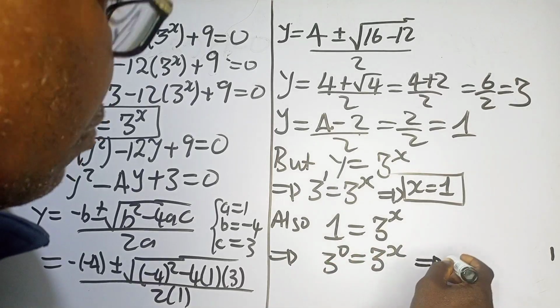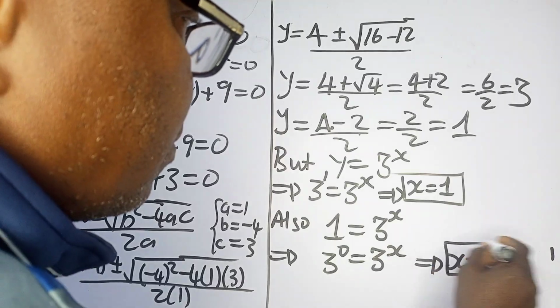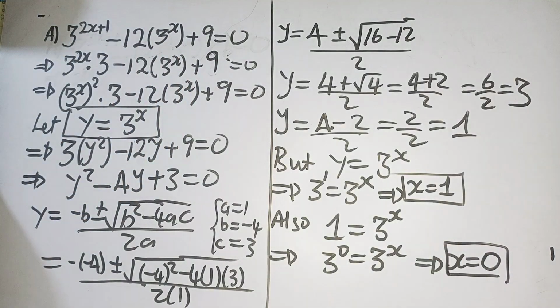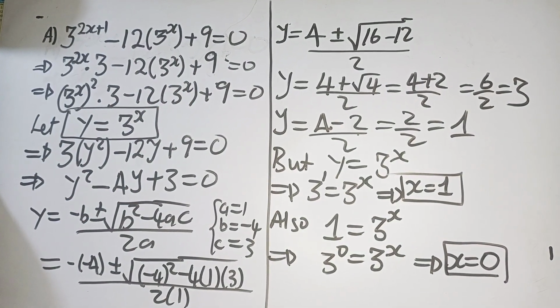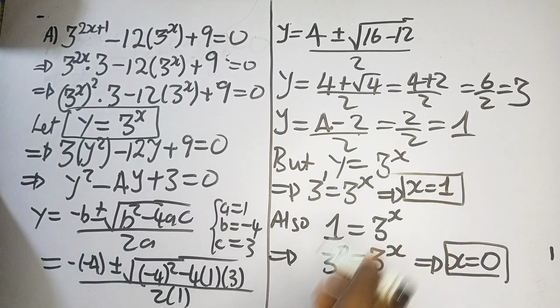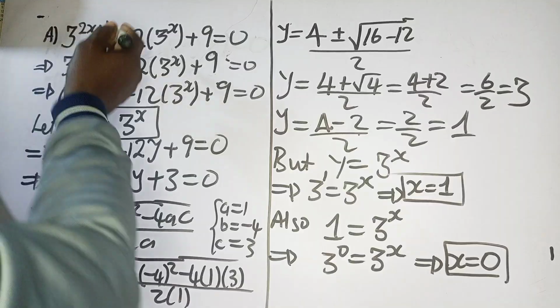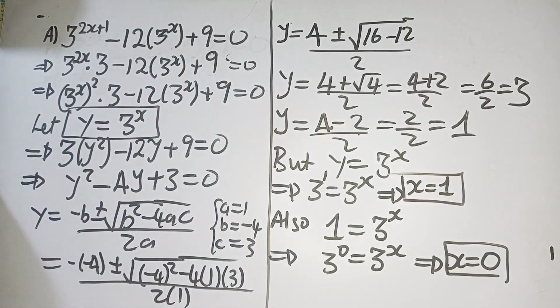So from here also, we can then say the next value of x is 0. So the two solutions for our exponential equation are the values x equals 1 and x equals 0. Of course, if you put them there, you will see you have the same solution for the left hand side and the same solution for the right hand side.